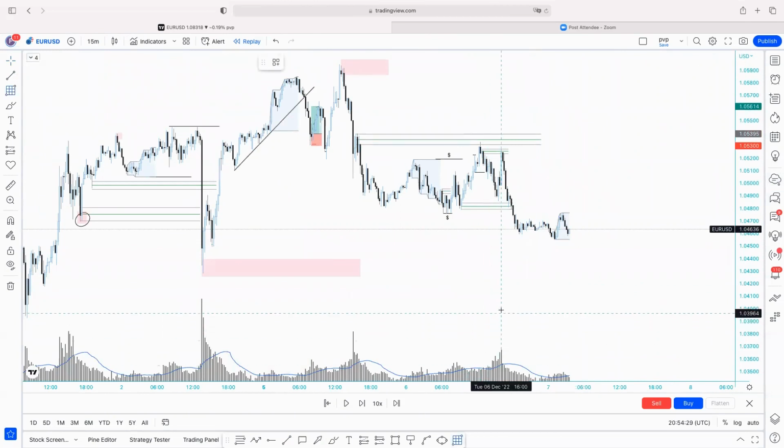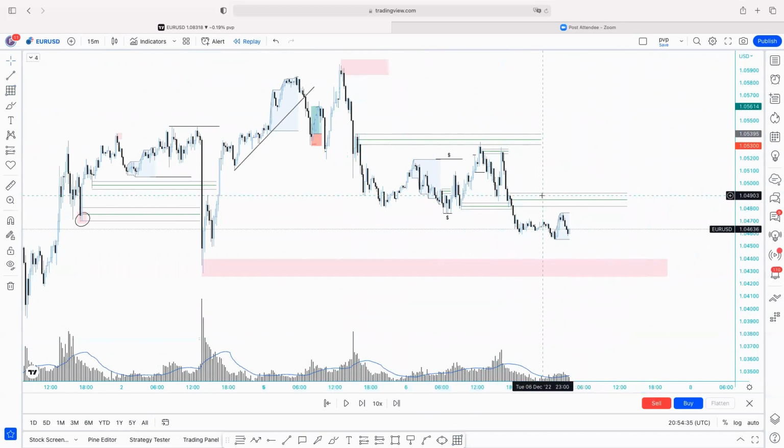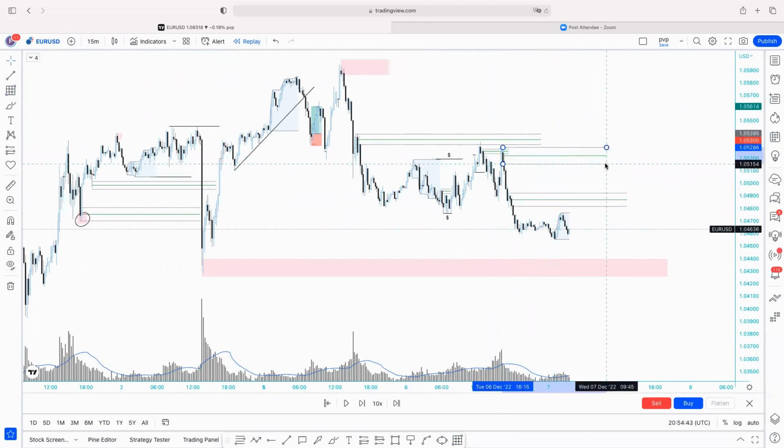All right, now let's mark the possible areas that we have for the day. We have this lower area. We have this supply, which was the supply that flipped this demand, and we have the higher possible supply.